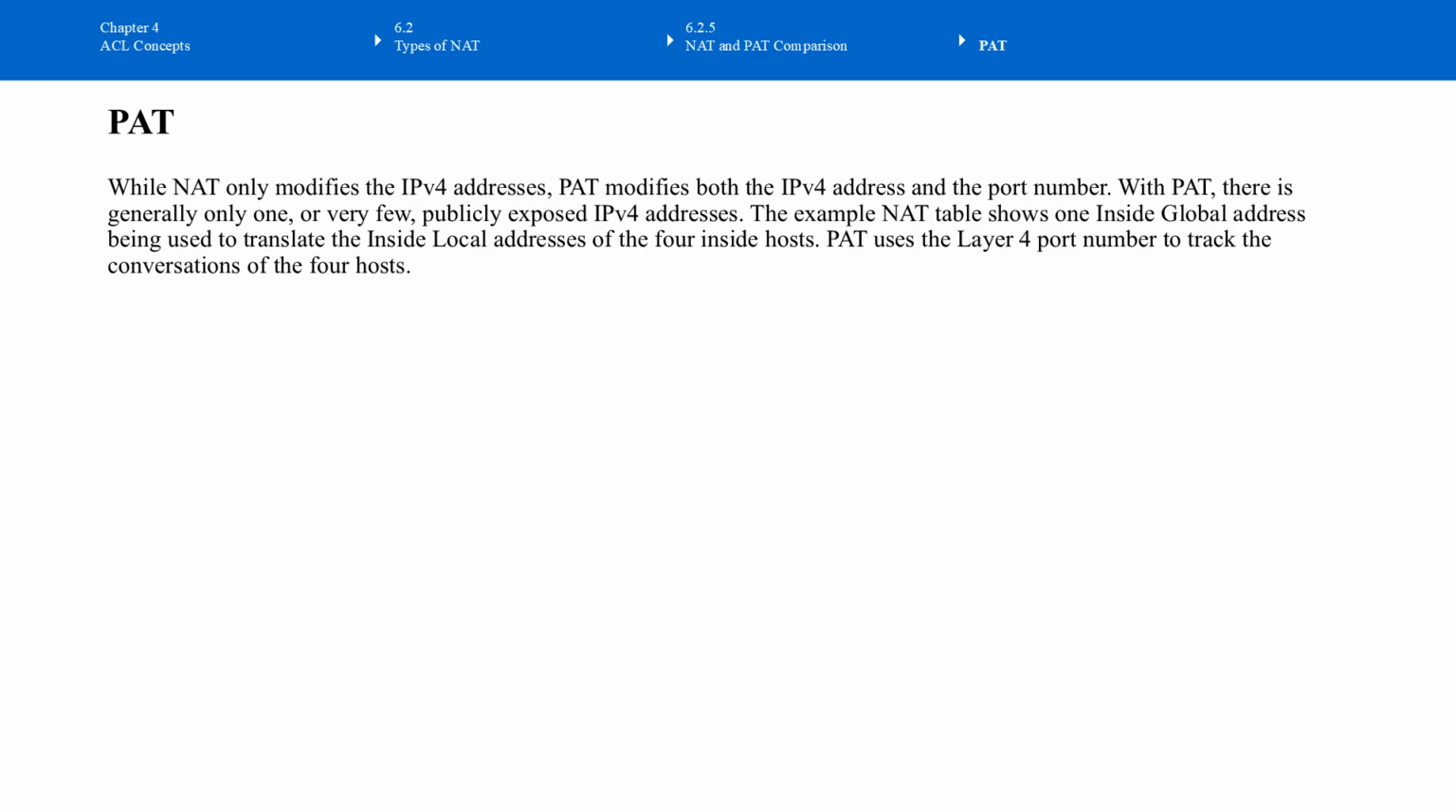Well, NAT only modifies the IPv4 addresses. PAT modifies both the IPv4 address and the port number. With PAT, there is generally only one or very few publicly exposed IPv4 addresses. The example NAT table shows one inside global address being used to translate the inside local addresses of the 4 inside hosts. PAT used the layer 4 port number to track the conversation of the 4 hosts.